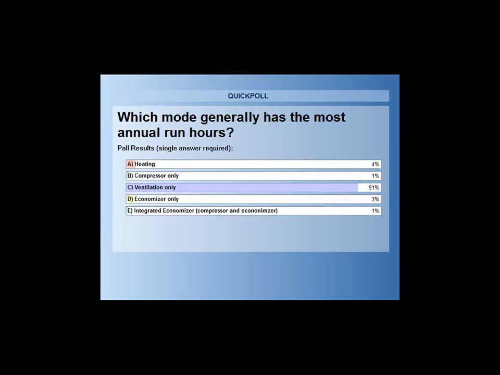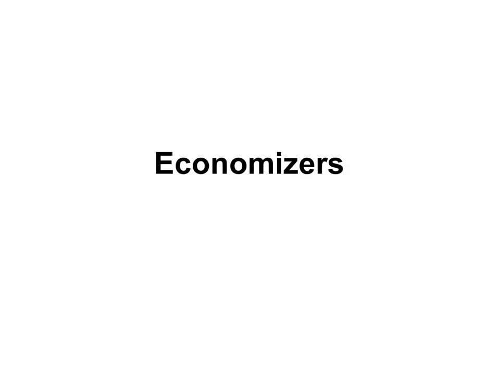91% of the people said ventilation only mode, which is correct. That means I'm neither heating nor cooling. I'm just bringing in fresh air for code. That's the vast majority of my run hours. Right? That was that on that chart, color chart. That was the middle blocks of all those guys, where it was well more than half the hours in that scenario. So you guys did a good job on that one. I got most of them right.